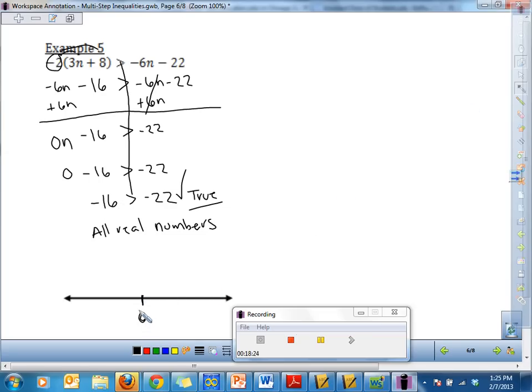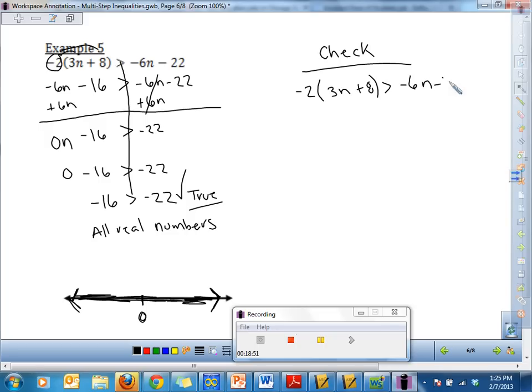To graph that, that means that any number will work. Because of that, we are going to shade the entire line. Our solution is the entire number line. Any number on the number line will work. And just to prove that to you, let's use it in our check. I'm going to rewrite my inequality: negative 2 times 3n plus 8 is greater than negative 6n minus 22.